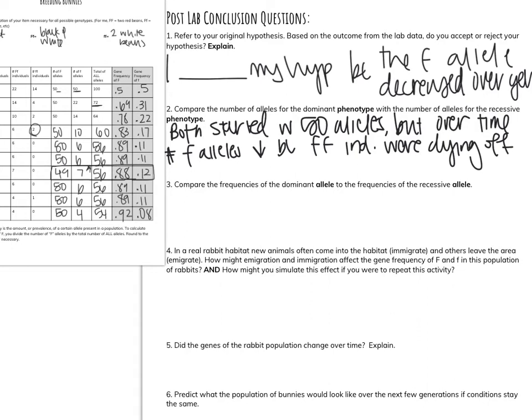Okay, number 3 might read like the same question at first, but let's talk through it. So it says, compare the frequencies of the dominant allele to the frequencies of the recessive allele. Okay, so up here, the allele for the phenotype, big F, increased, or big F stayed the same. You both started with 50. The little f allele decreased, but the big F allele stayed the same. And did that happen with the frequencies?